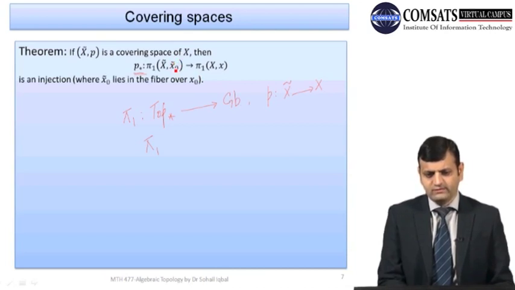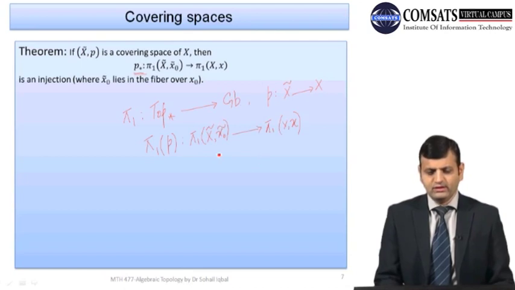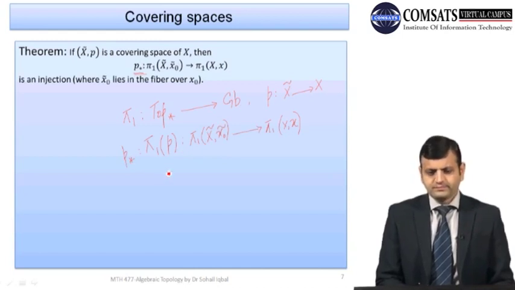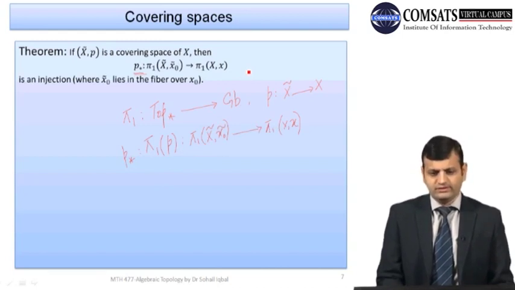So in other words, when we apply P on X naught tilde, I will get X naught. Using this functor, I can get the image of this continuous function, which will be a map from pi 1 of (X tilde, X naught tilde) to pi 1 of (X, X naught). This map between these groups, which we can also call P lower star, is guaranteed by our discussion of the functor pi 1.